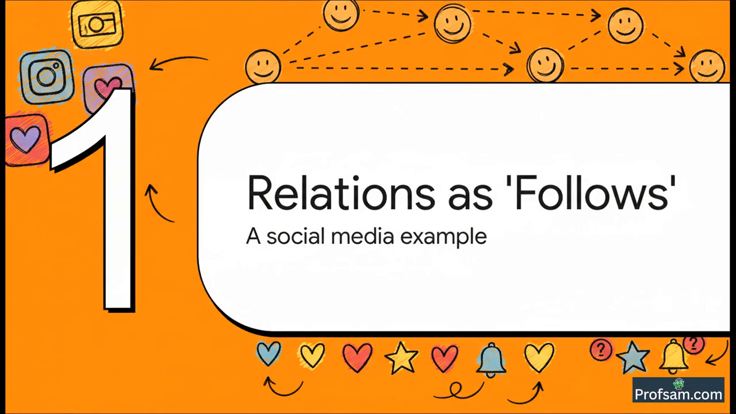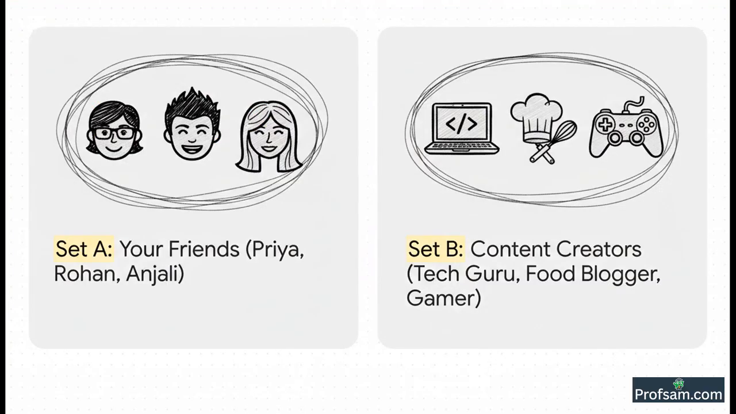To get this, let's take an example all of us know very well: following people on Instagram. Seriously, this is much easier than it looks. Okay, imagine two groups of people. In math, we call them sets. So in set A, we have your friends, Priya, Rohan, and Anjali. And in set B, we have some awesome content creators: a tech guru, a food blogger, and a gamer streamer.